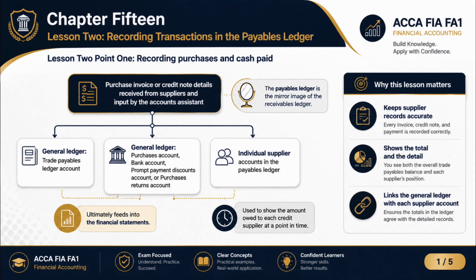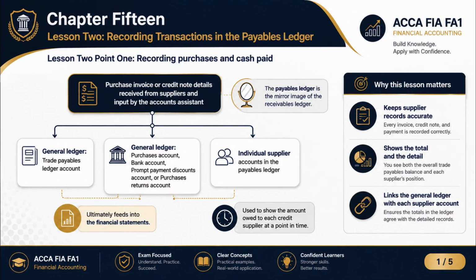Now we are moving to Lesson 2, recording transactions in the payables ledger, and then we will explain Lesson 2.1, recording purchases and cash paid. In Lesson 1, we learned what supplier accounts are and why each supplier needs a separate personal account. Now we're going one step further. We are asking, when a transaction happens, how is it recorded in the accounting records?